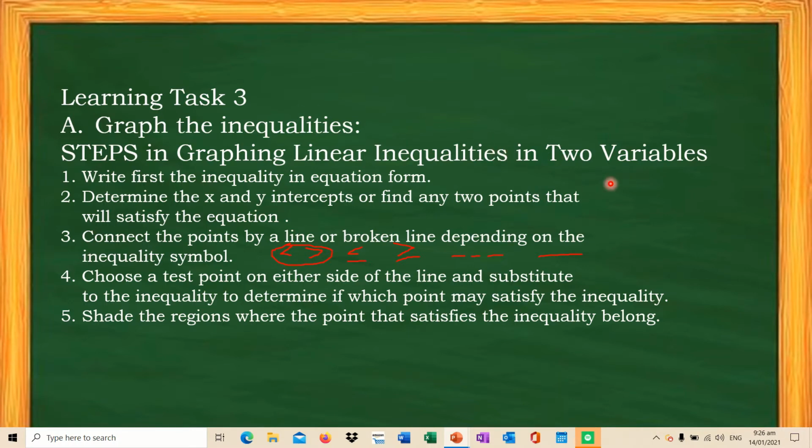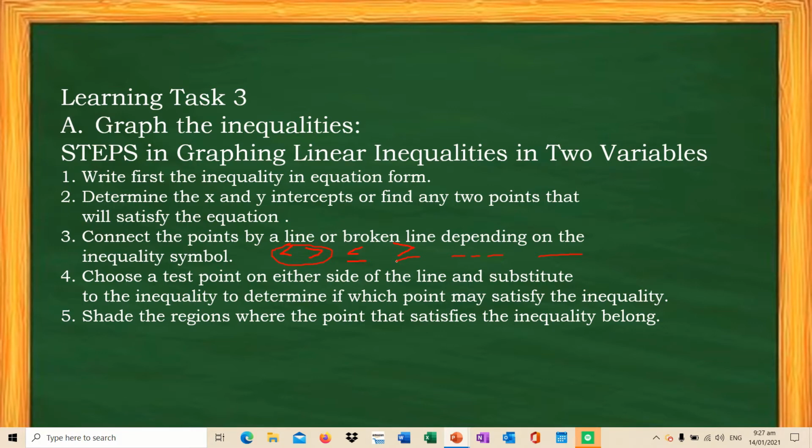First step, write first the inequality in equation form. Then second step, determine the x and y intercepts. Then connect the points by a line or broken line depending on the inequality symbol. So in inequality, we are going to use the symbols less than, greater than, less than or equal to, and greater than or equal to.